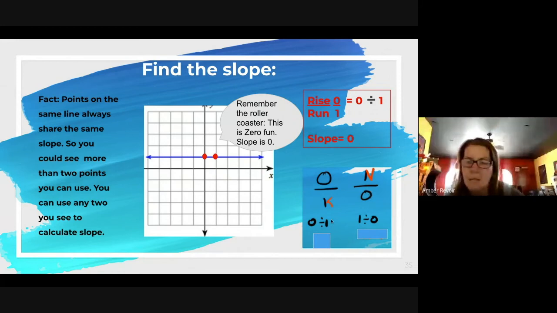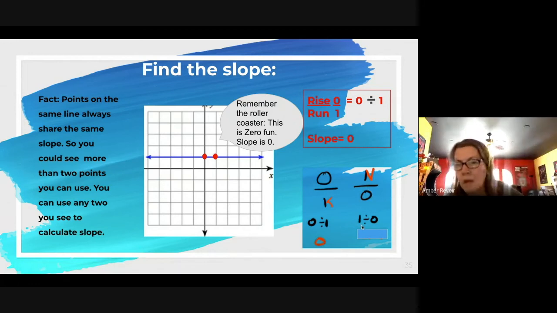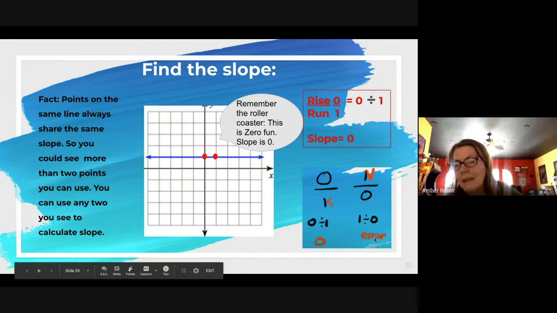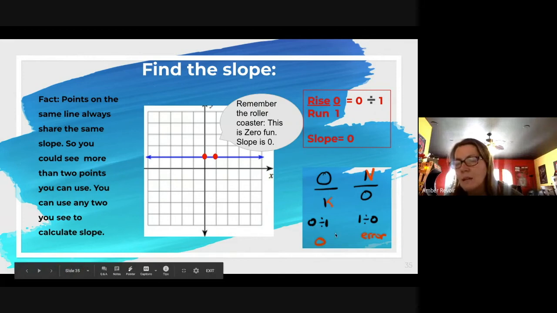If you were to put 0 divided by 1 into the calculator, you would get 0. If you put this one, no, 1 divided by 0, into our calculator, you would get an error code. It would say error. That would tell you that it's not okay. It's no. You can't have 0 in the denominator. You can't divide a number by 0, but you can divide 0 by numbers. So error code, again, no. So we then would call that slope an undefined slope.